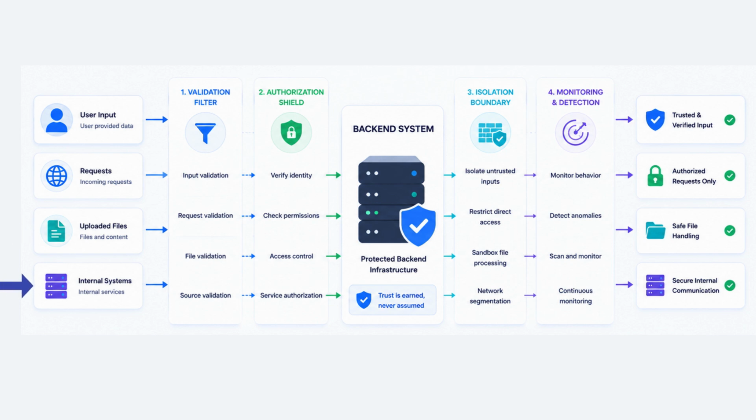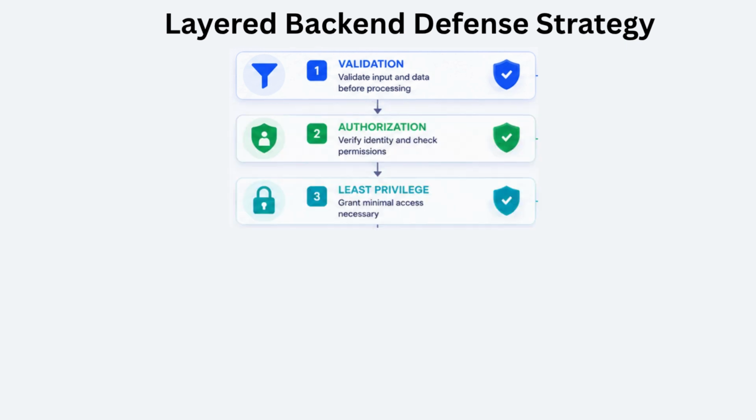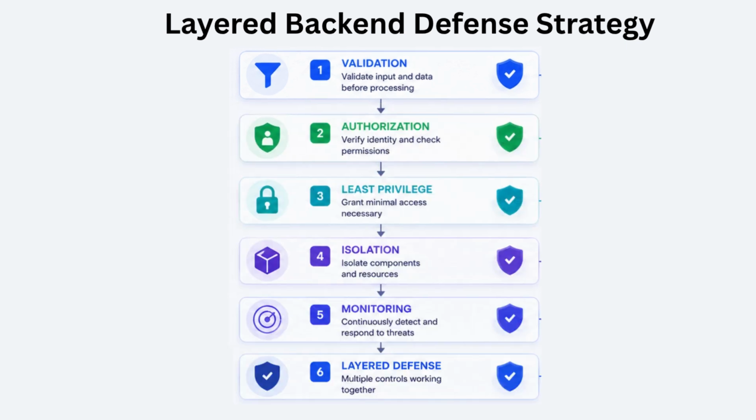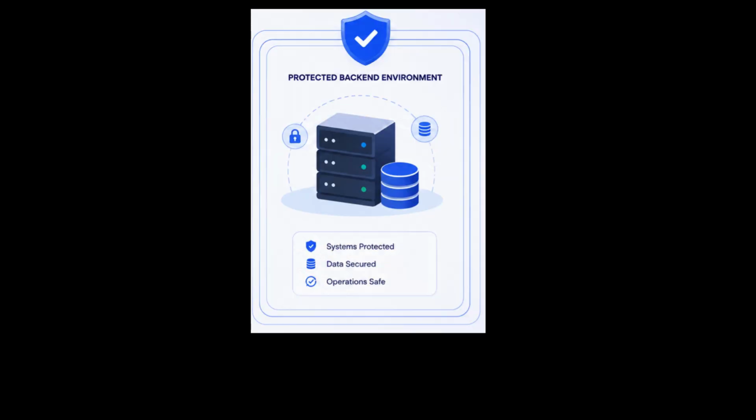Most backend vulnerabilities appear when systems trust something they should first verify, sanitize, isolate, or restrict. That's why backend security focuses heavily on validation, authorization, least privilege, isolation, monitoring, and layered defense strategies. Because securing a backend system is ultimately about controlling what can be trusted and what must always be verified.